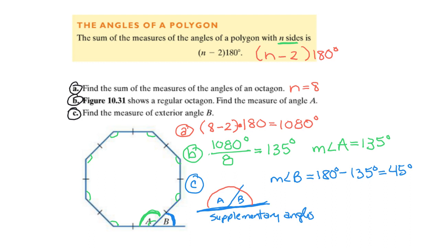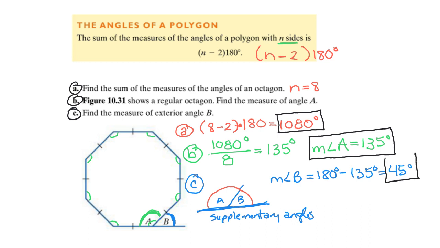So the first step we had to do was find the sum of all the interior angles of this polygon using the formula n minus 2 times 180 degrees. Next, it asked us for the measure of angle A, and that gave us 135 degrees by taking 1080 divided by 8. Lastly, it asked for the measure of angle B. We know that angle A plus angle B together will equal 180 degrees because they're supplementary angles. Therefore, the measure of angle B is equal to 45 degrees.